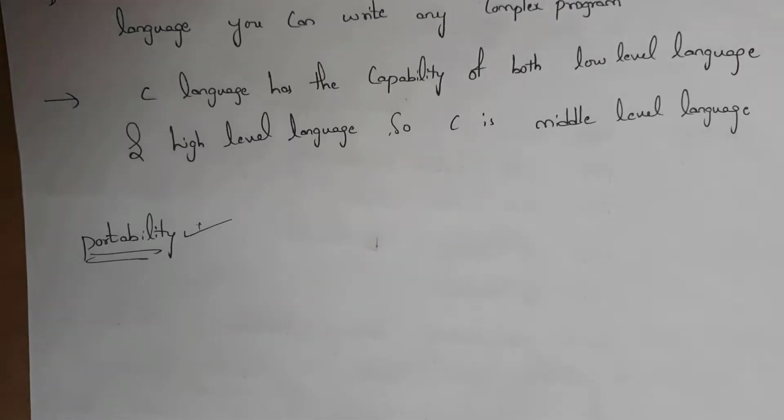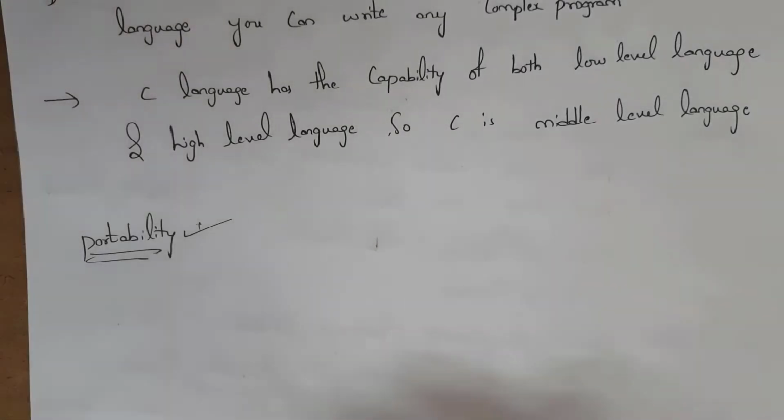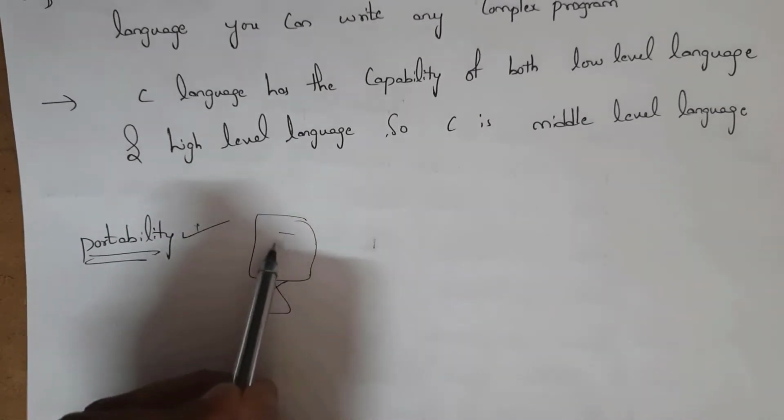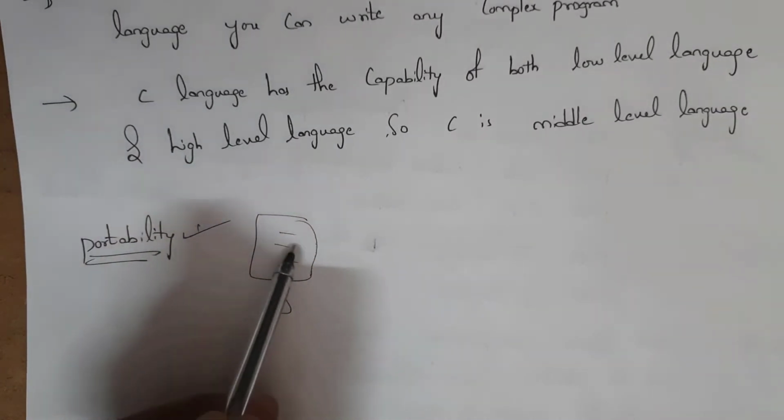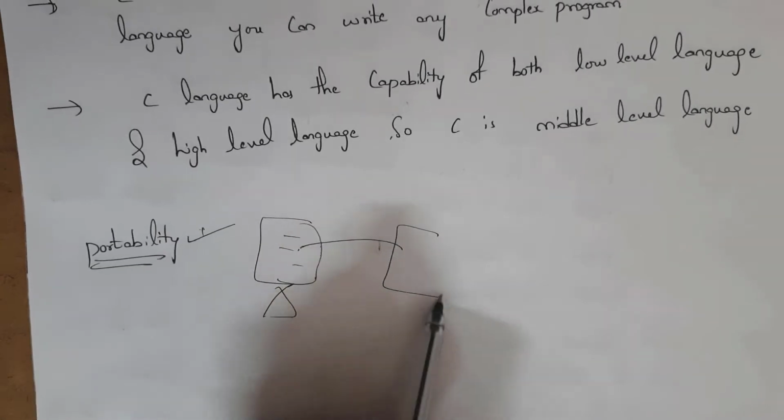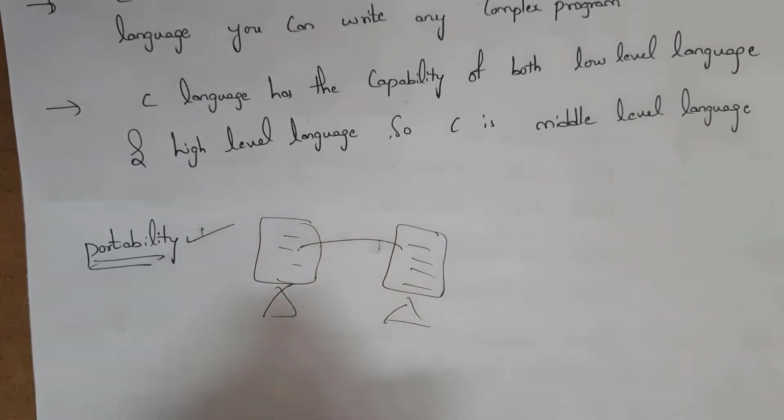C also supports portability. Portability means, for example, if I write a C program in one system, simply I can copy this program and I can run this program in another system. This is meaning of portability. You can write program once and you can copy that program into various systems.